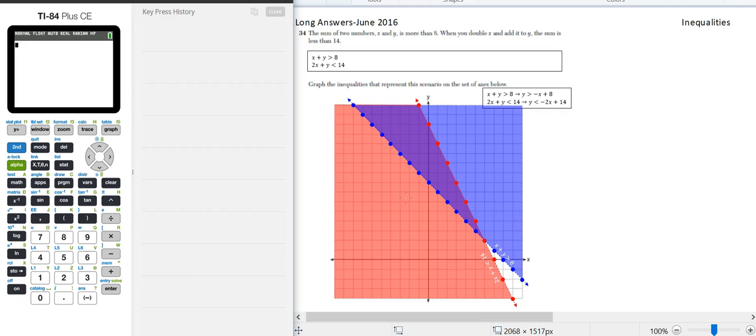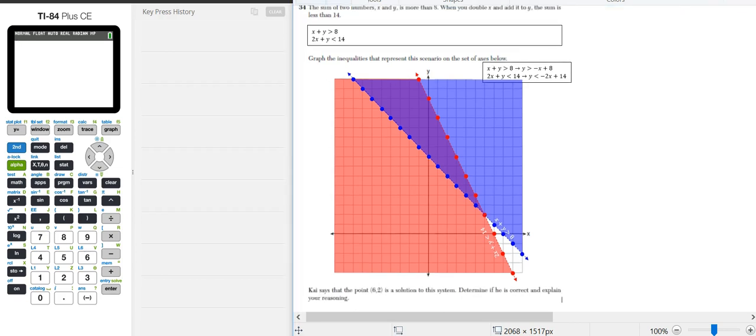I already wrote the inequalities and graphed the inequalities, as you can see, because it's not related to the topic that we're discussing. However, the next part of the question, Kai says that the point (6, 2) is a solution to this system. Determine if he is correct and explain your reasoning. That is related to what we're discussing. So let's do that part of the question. The point (6, 2) is over here.